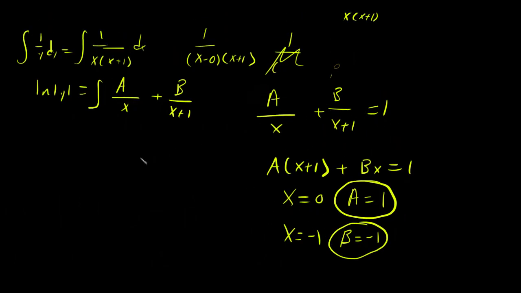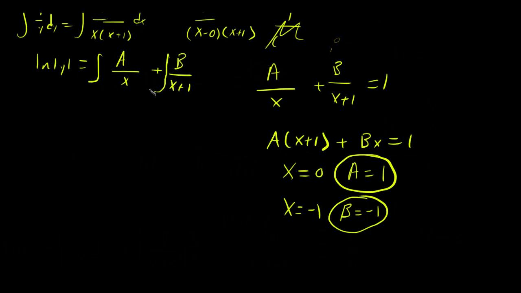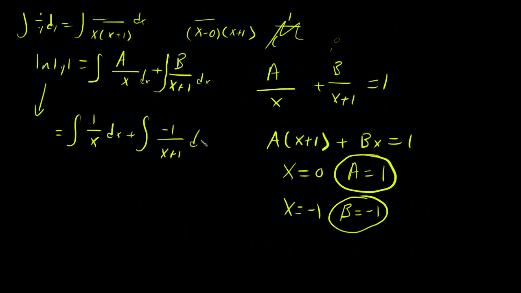So now we can just plug back up into this thing. I mean, it's technically the same thing, but it looks nice, and it's what we have to do to solve this problem. So just taking down this ln of y, this equals the integral of 1 over x dx plus negative 1 over x plus 1 dx.